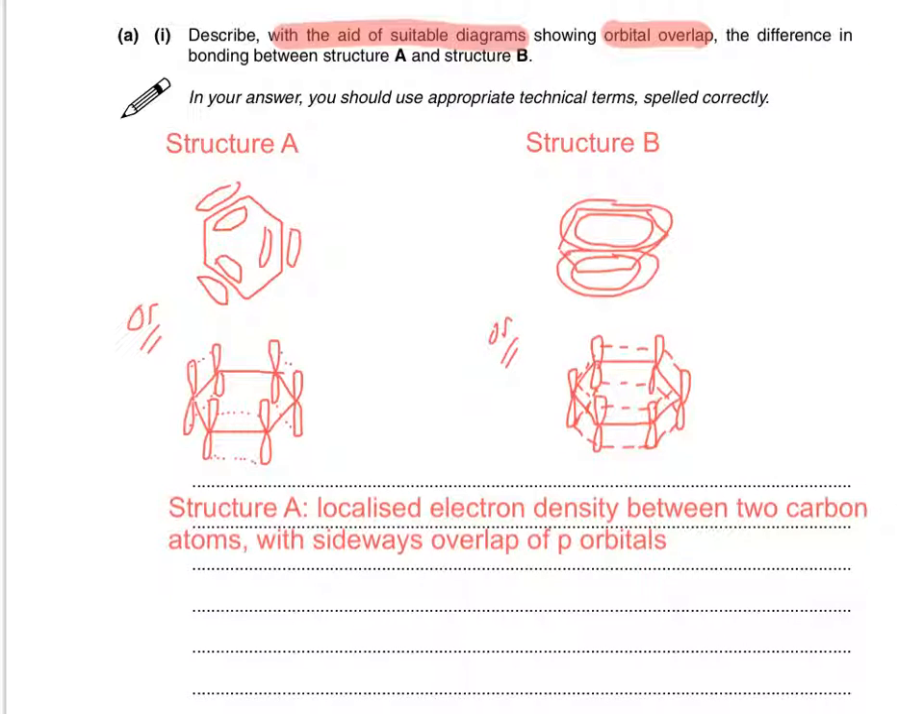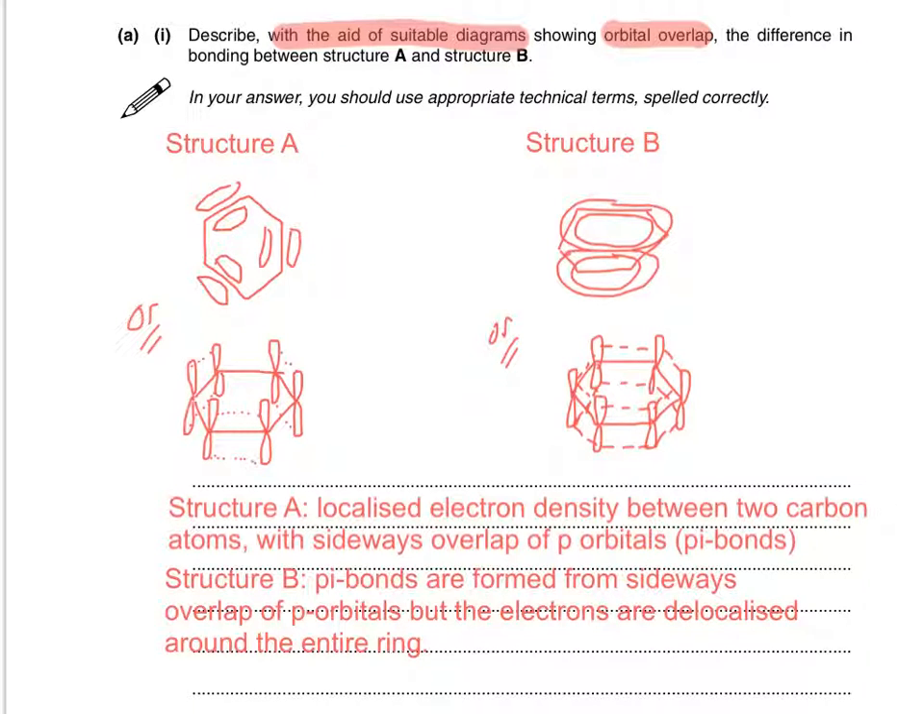So I'm still making reference to orbital overlap because it's highlighted in the question at the top of the screen. So I've just added in that the overlap of the p orbitals in structure A would be called pi bonds. You can actually use the symbol pi, but I'm not sure if the app I'm using actually has it. So I'll just put it in words. So pi bonds are formed from sideways overlap of p orbitals. Again in structure B, but this time the electrons are delocalized around the entire ring.